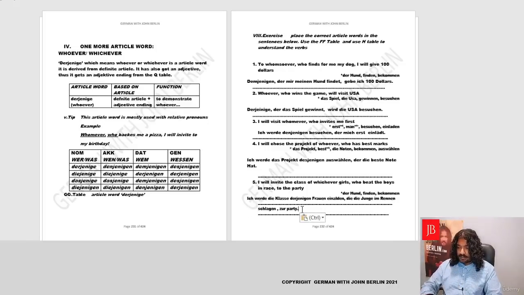So this is a little bit off track. I could have said easily, I'll invite the class of whichever girls to the party who beat the boys in race. So this I could bring up, and then the sentence would look much better. I'll invite the class of whichever girls to the party who beat the boys in race.